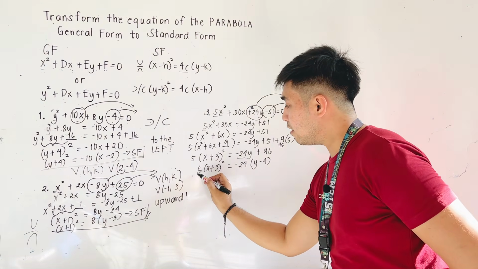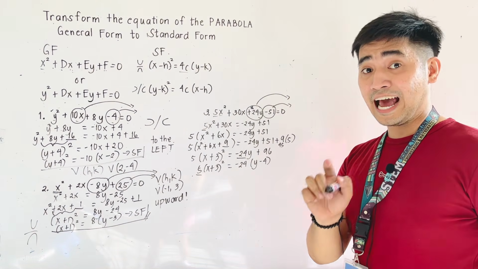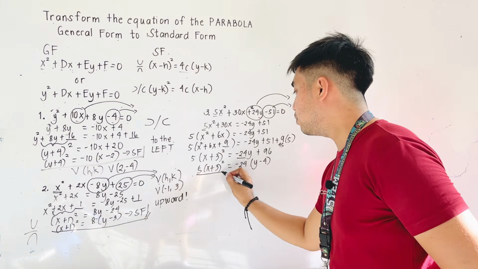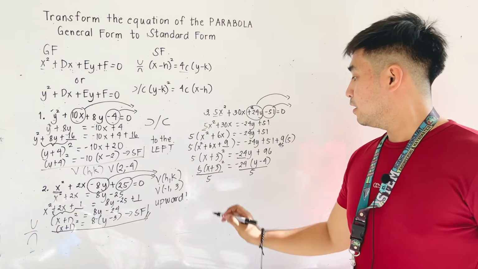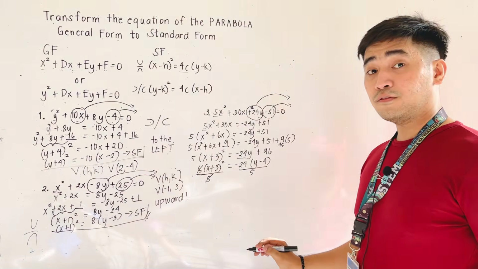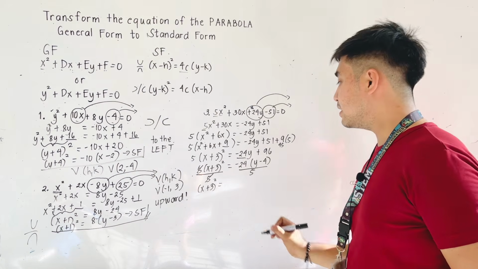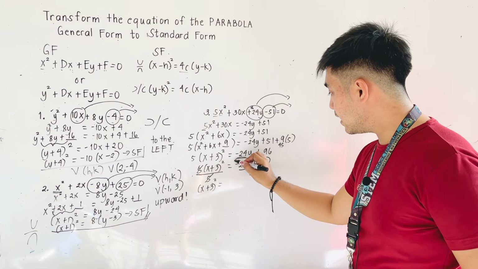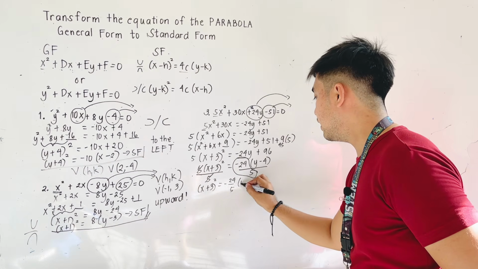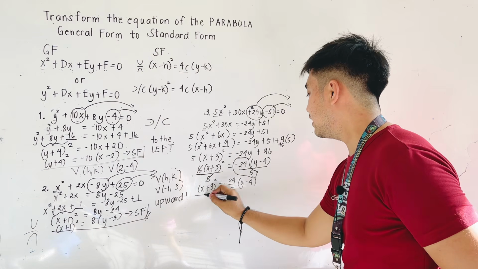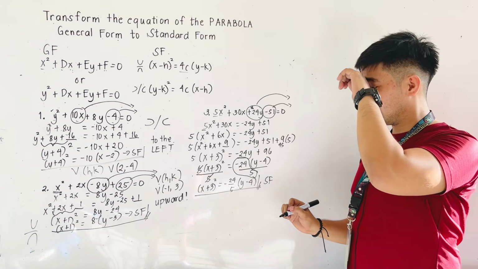Since we have here a coefficient and we do not need that, we divide both sides by 5. Therefore, cancel out 5, and this becomes x plus 3 quantity squared is now equal to negative 24 over 5 times y minus 4. And this is now the standard form.